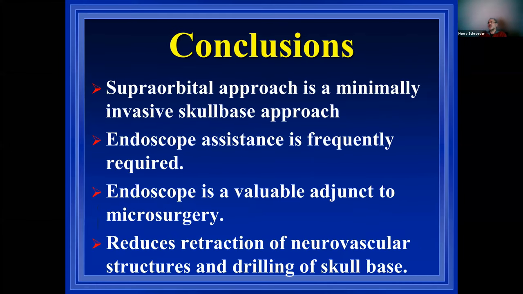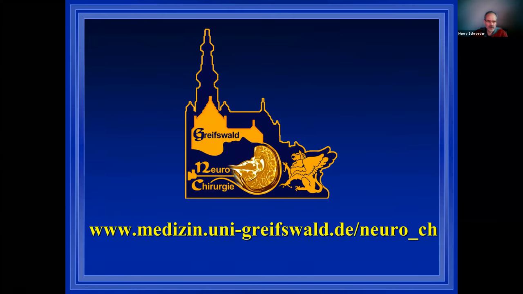So my conclusion is that the supraorbital approach via an eyebrow incision is a minimally invasive skull-based approach. Endoscope assistance is a must for many cases because there are blind corners. And the endoscope is a valuable adjunct to microsurgery. So I can recommend this for certain indications. I think it's really a nice approach, and many of the patients are really happy with it. Thank you for your attention.